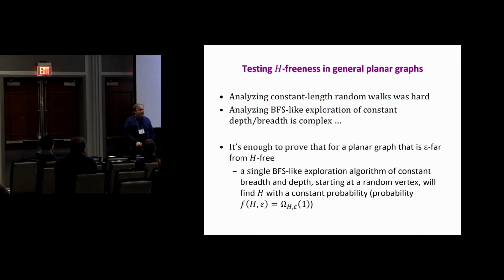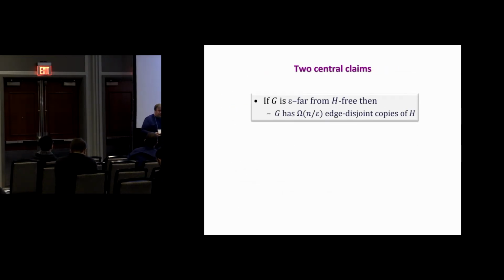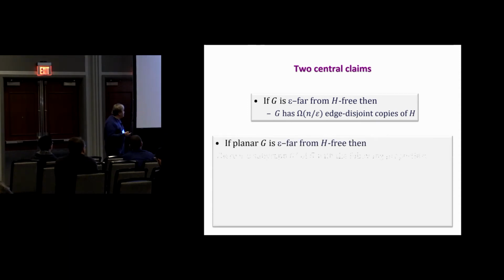And once again, it is really enough to focus only on one run of this algorithm. So what we wanted to show is that a single BFS-like exploration algorithm, starting at a random vertex with constant positive probability, will find a copy of H if the input graph is epsilon-far from H-free. And we'll have two central claims. The first one is trivial, very easy at least. And the second one is more difficult and requires lots of work. So let me start with the first one.